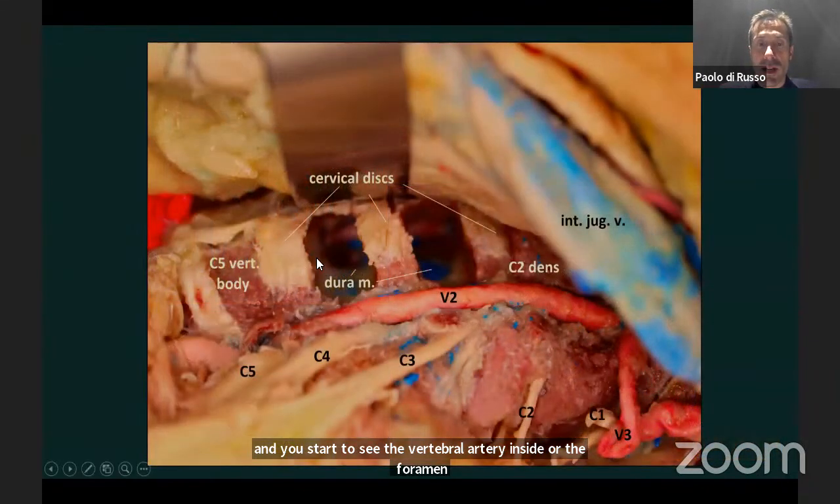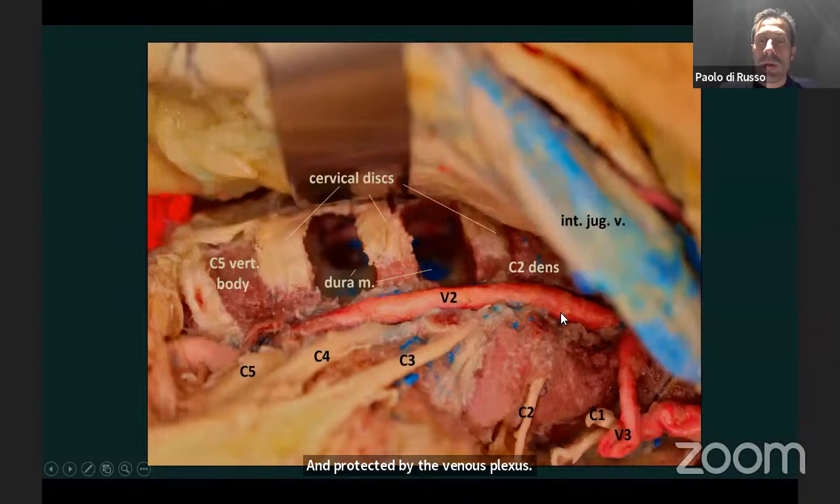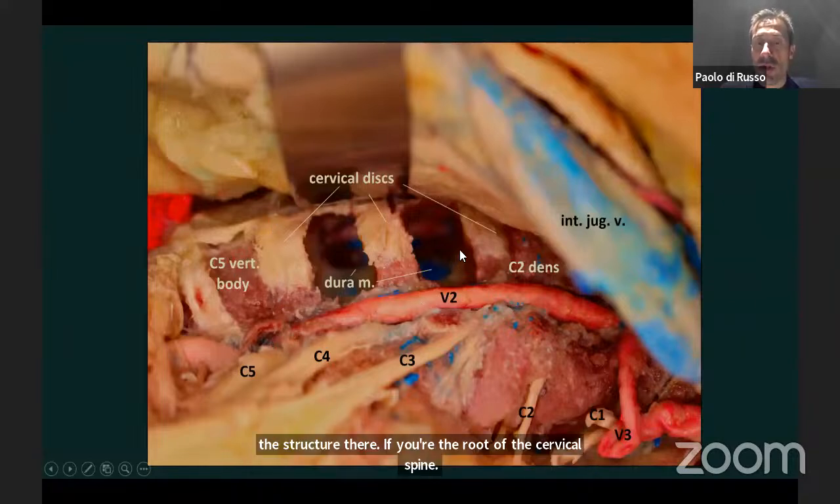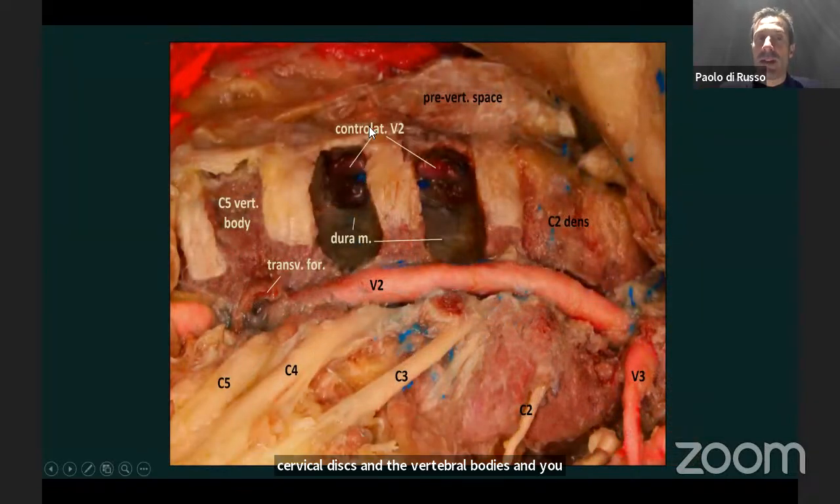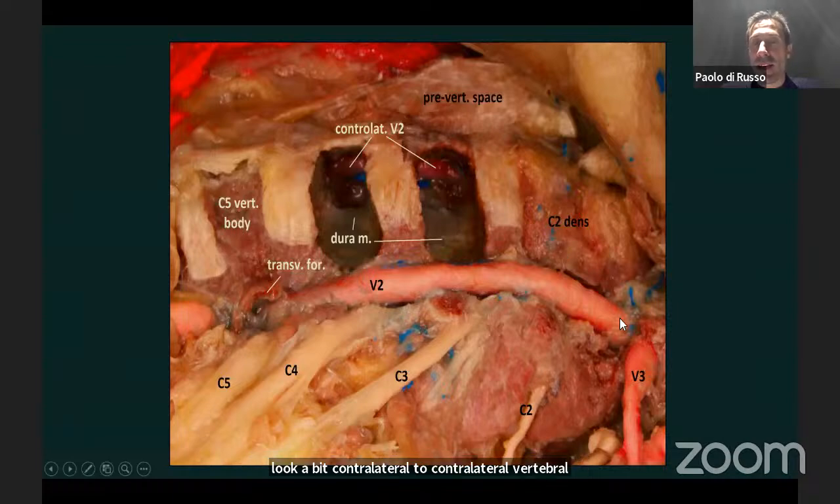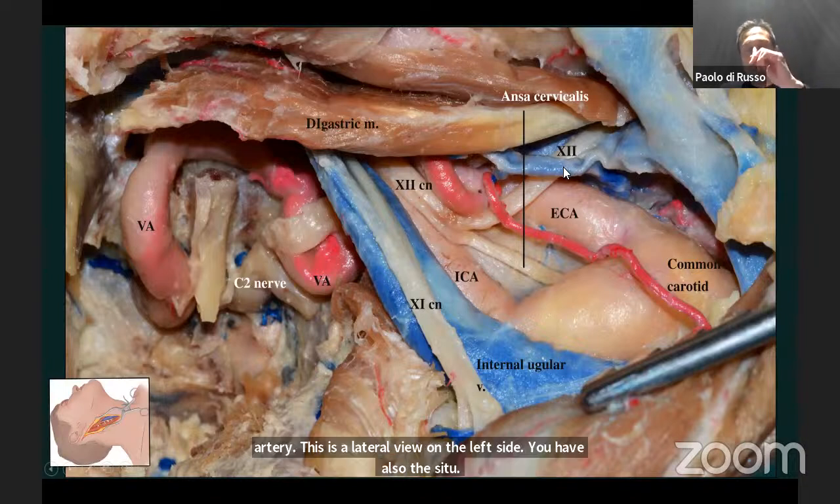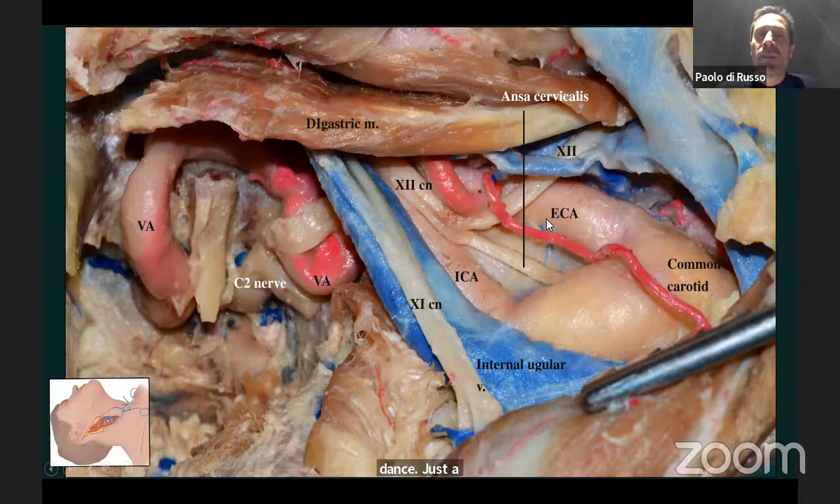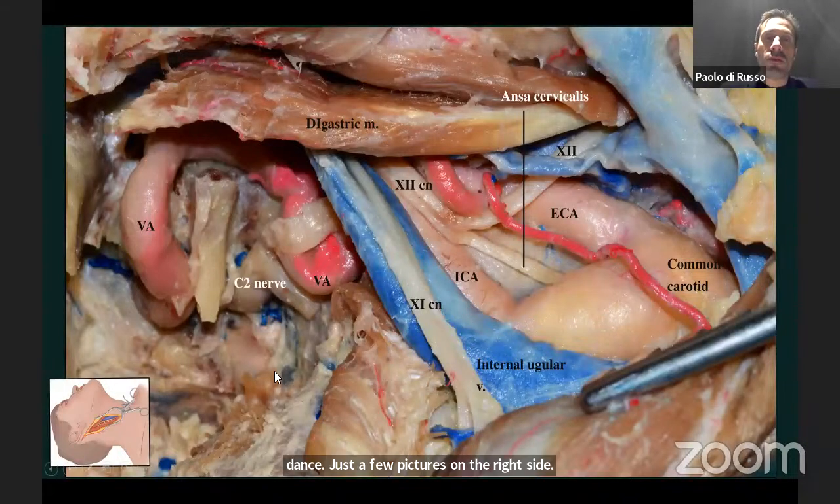So on the cadaver you can nicely open all the processes and do whatever corpectomy or discectomy to identify all the structures there. You see all the rootlets of the cervical spine, cervical disc, and the vertebral bodies, and you can also look below, contralaterally, to the contralateral vertebral artery. This is a lateral view on the left side. You have also the C2 dens. Just a few pictures on the right side, patient on the right side, to summarize everything.